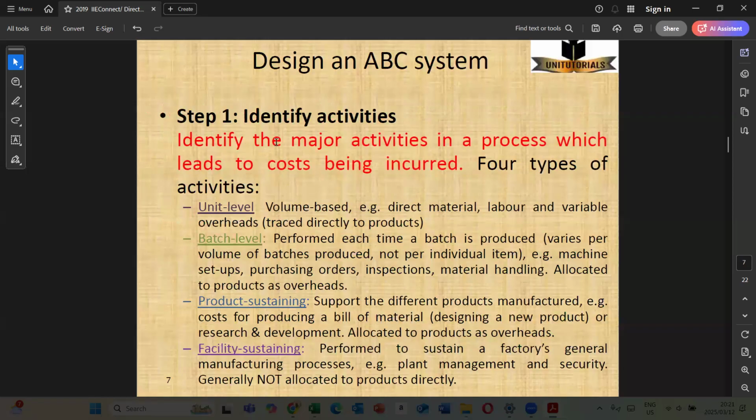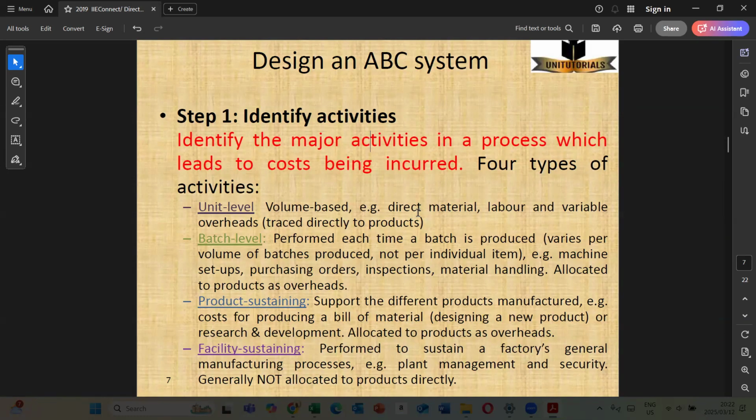And then we're looking at step one. We want to identify the different activities, the major activities in a process which lead to cost being incurred. So there are 4 types of activity. We have unit level activities. These activities are volume based. In other words, we have direct material, labor, and variable overheads. These can be traced directly to products. These ones we don't worry about.